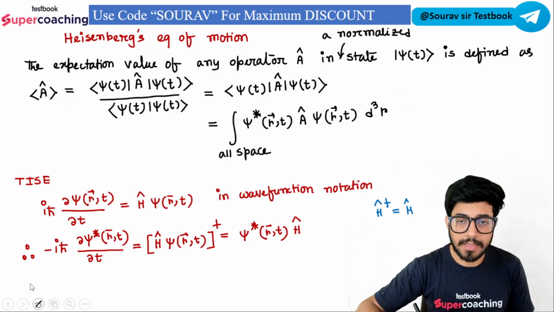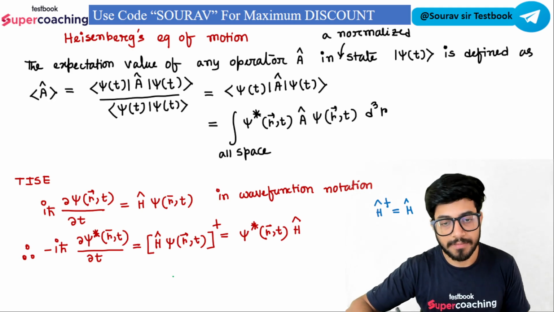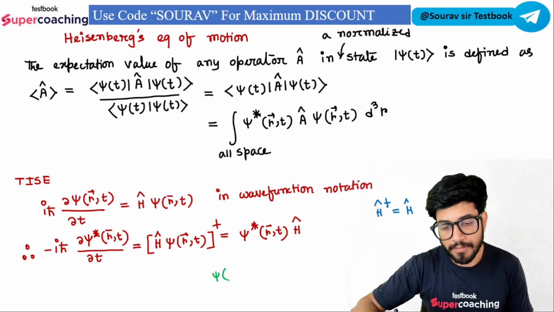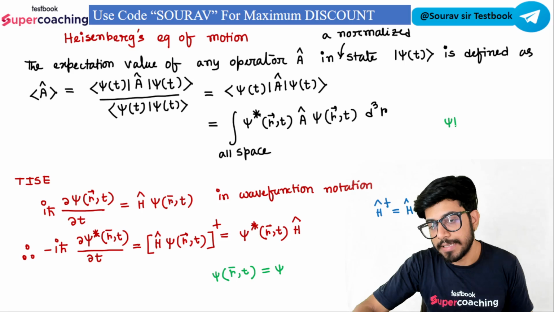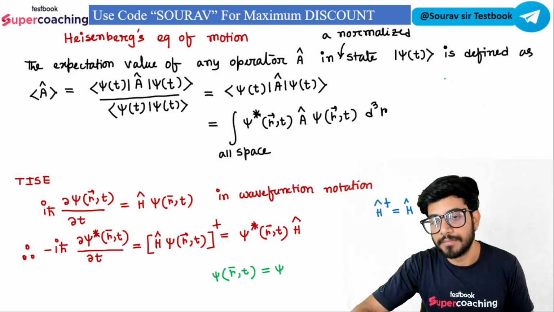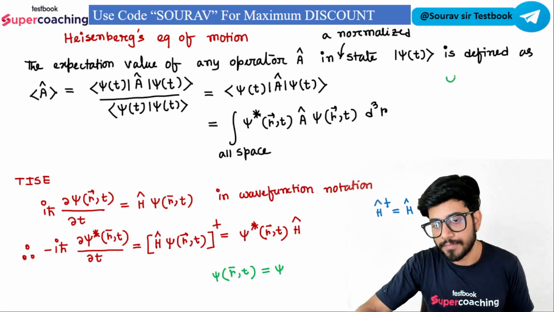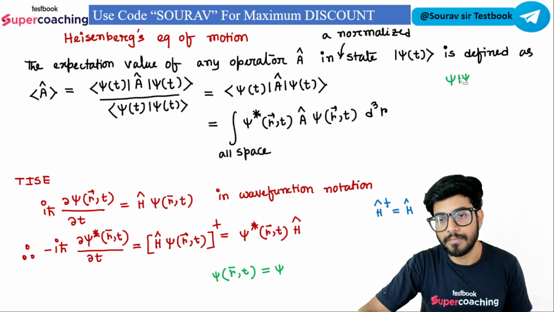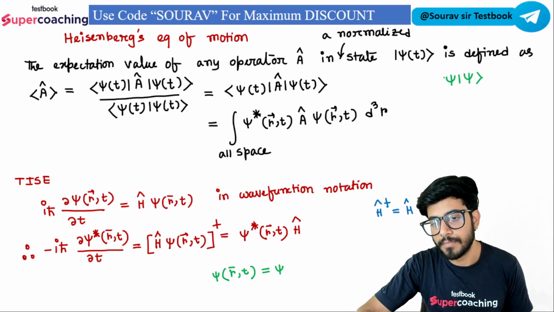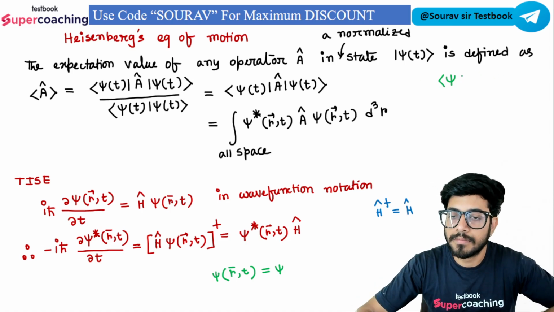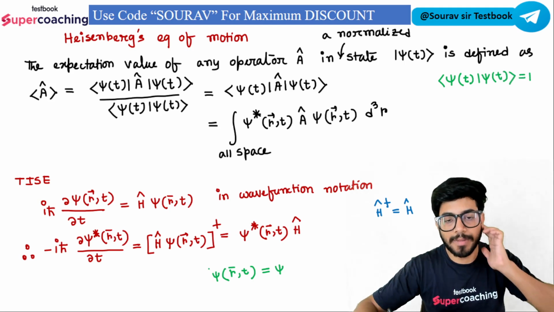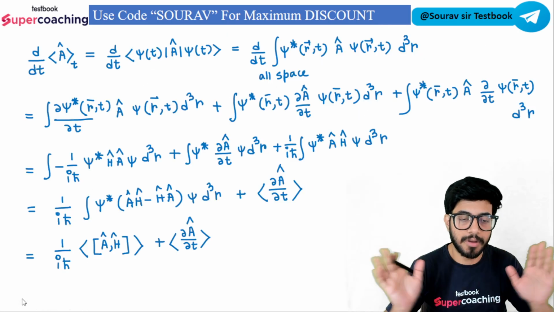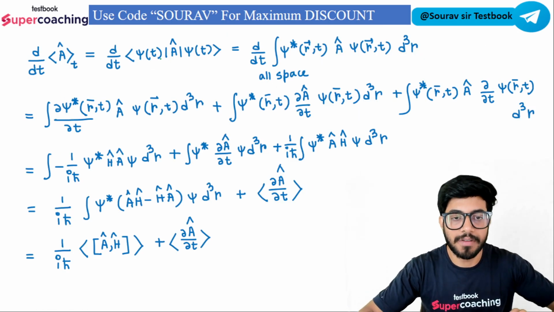Okay, one more thing that I might be tempted to write down sometimes. Psi of r vector comma t can be written as simply psi. That thing I can do, and the integral of psi star psi is equal to 1. That was mentioned, so this thing happened. So psi of t is normalized, equal to 1, and psi of r t can be written as simply psi. So don't worry about that. And this is the entire reality of expectation value of A with respect to t is this thing.